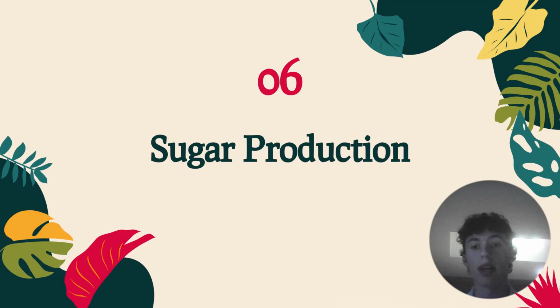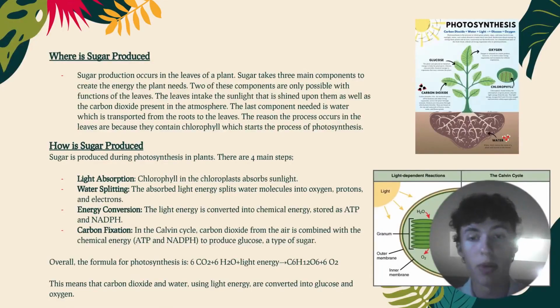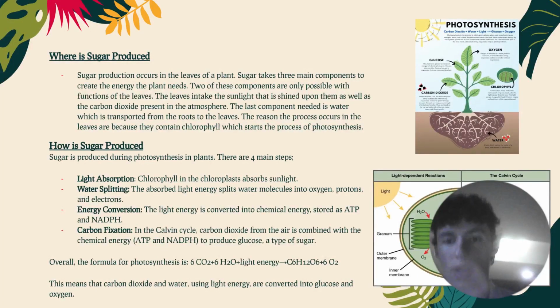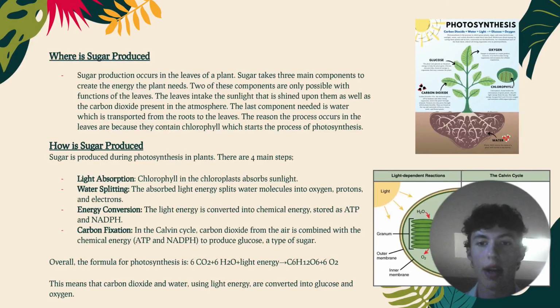So our last lesson here is on sugar production. Where is sugar produced? Sugar is produced in the leaves of the plant through the process of photosynthesis. The plant absorbs sunlight, water, and carbon dioxide, and then it does photosynthesis with the chloroplasts in the cells of the leaf, and then it produces sugars and oxygen. The oxygen is obviously released out into our environment.